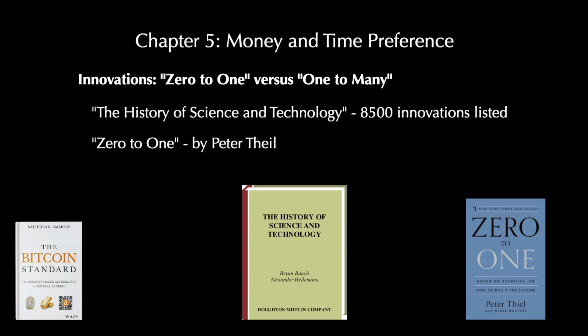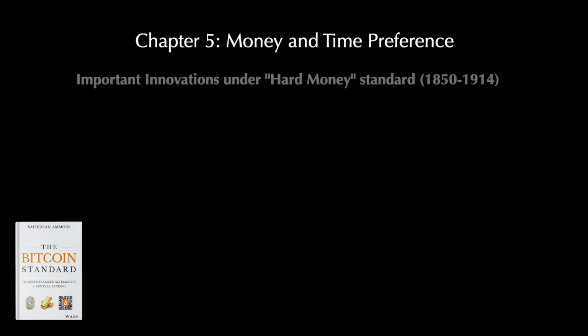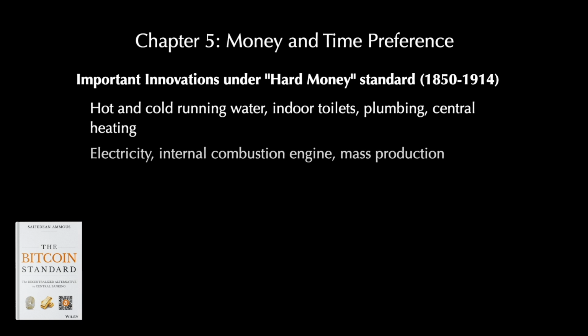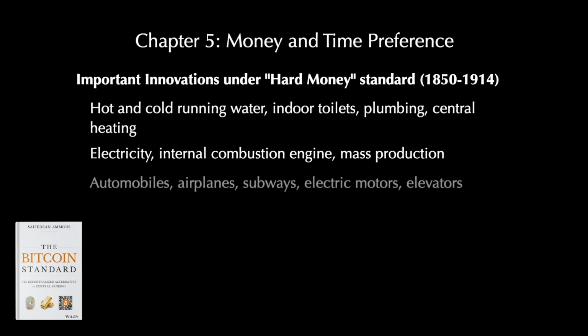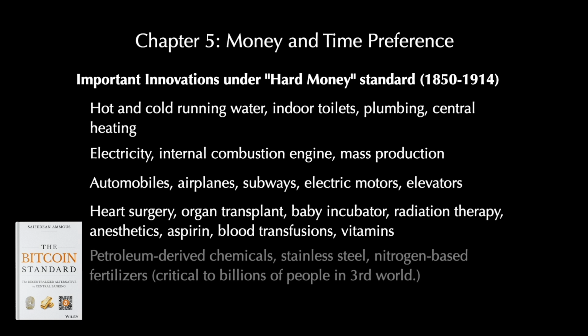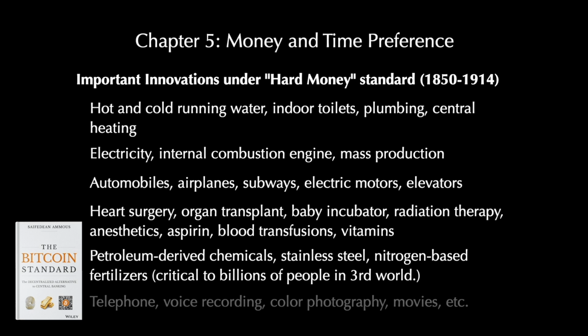Some examples of the most important innovations that occurred in this period of hard money during the late 1800s until 1914 are hot and cold running water, indoor toilets, plumbing, central heating, electricity, the internal combustion engine, mass production, automobiles, airplanes, subways, electric motors, elevators, heart surgery, organ transplants, baby incubators, radiation therapy, anesthetics, aspirin, blood transfusions, vitamins, petroleum-derived chemicals, stainless steel, nitrogen-based fertilizers, which allow the existence of billions of people through fertilizing crops in third world countries. The telephone, voice recording, color photography, movies, etc.